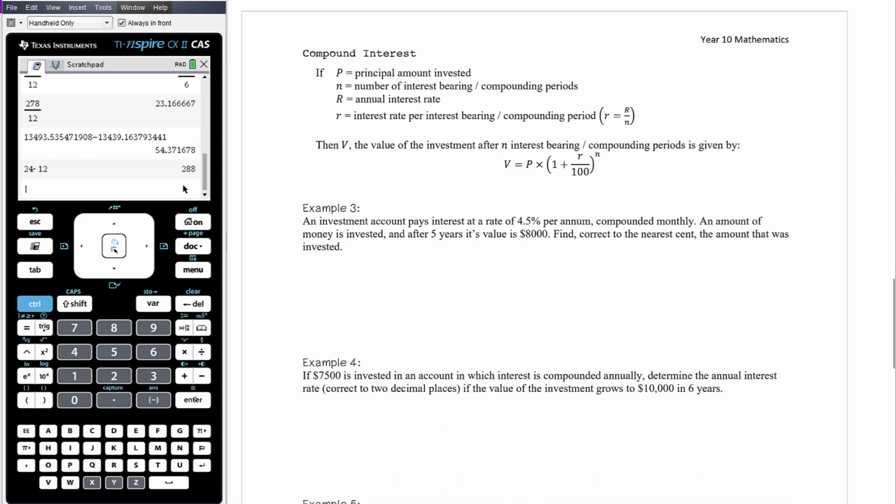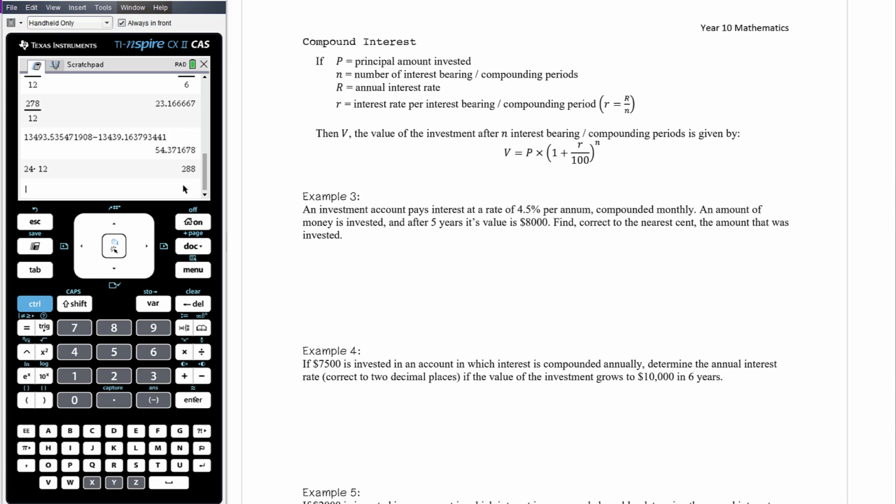Let's just have a look at a couple of slightly different problems before we finish up. So in a compound interest problem, we have four quantities: the principal amount that we invest, the number of interest-bearing or compounding periods. If we're compounding annually for 10 years, that would be 10. If we're compounding monthly for 10 years, that would be 120. So the number of times you're going to compound your interest over the period of the loan or investment.